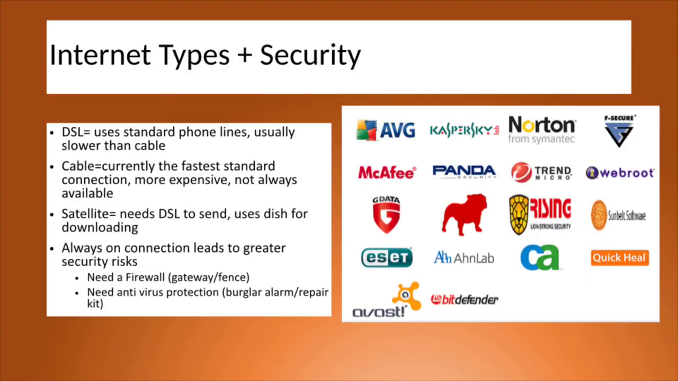So let's talk a little bit about the different types of internet that are available to most law offices and the security that goes behind them. For older law offices, and ones in older downtown areas, DSL, the digital subscriber line, is still the only high speed internet available to them. That uses standard phone lines, but usually it's going to be slower than cable. Or if you try to get it to be as fast as cable, the expense is so much higher.